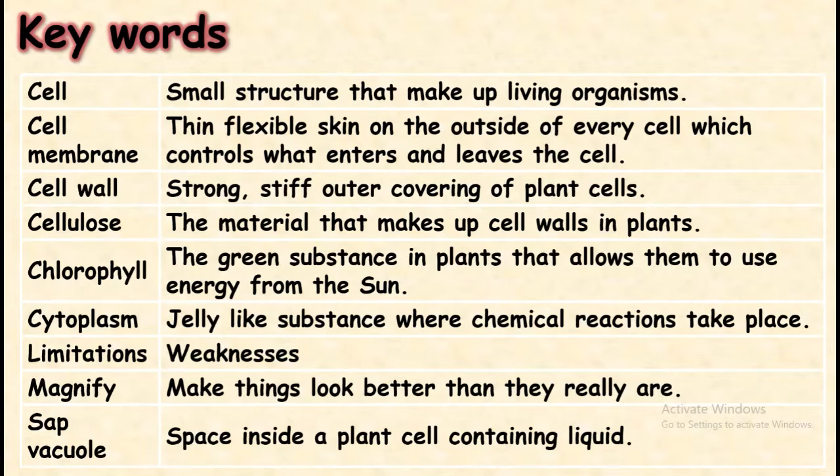The next one is the cell wall. The cell wall is strong, stiff, and it is the outer covering of the plant cell. Now, it protects the cell from the external environment. Cellulose. Cellulose is the material that makes up cell walls in plants. All the cell walls are made of a material which is called cellulose.